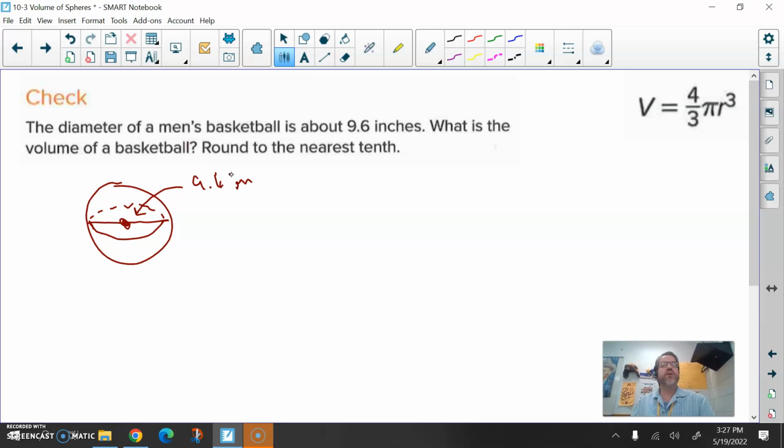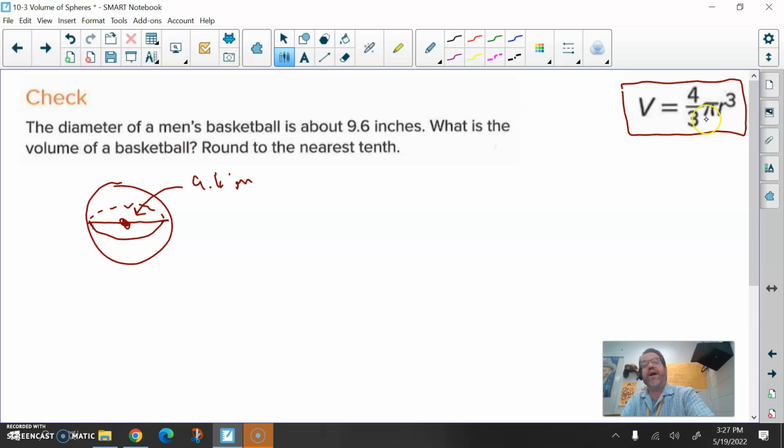What is the volume of this basketball? You can see I do have the formula written up here. Volume equals 4/3 pi r cubed. It's going to be very important that you enter these on your calculator as I'm going through this example so you can be sure you're using your calculator correctly.